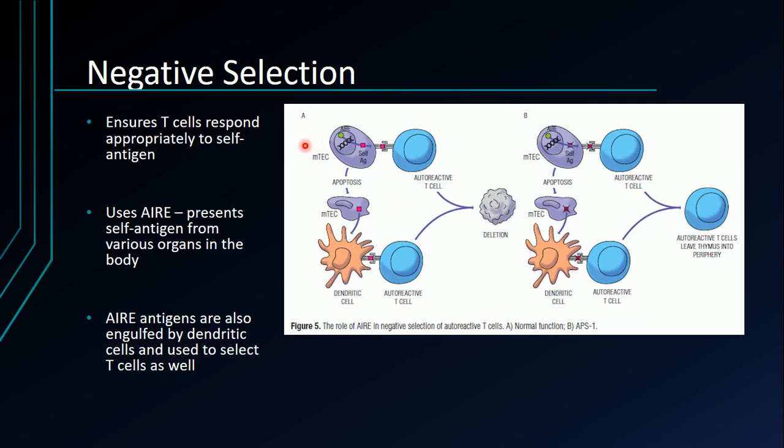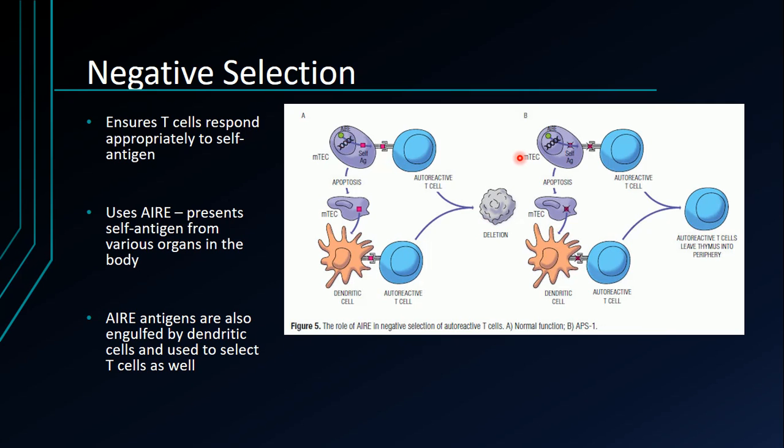Now, medullary thymic epithelial cells are going to contain the self-antigen from AIRE. So AIRE is undergoing apoptosis, and what's left over is that medullary thymic epithelial cell, and it still has the self-antigen there. Dendritic cells in the thymus can consume this. So once AIRE is destroyed, the self-antigen is going to be consumed by a dendritic cell. And the dendritic cell can also present that self-antigen to autoreactive T cells and have them deleted.